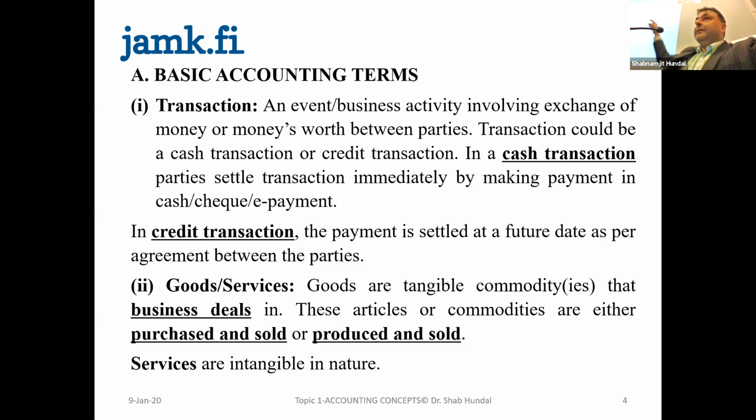Look at the word, money's worth. If I pay 2 euros for this marker, it means that the money's worth of this marker is 2 euros. I pay money, I get money's worth. Yes, and it's between parties. Which parties? The buyer and the seller. 2 parties. I'm the buyer. Prisma is the seller.